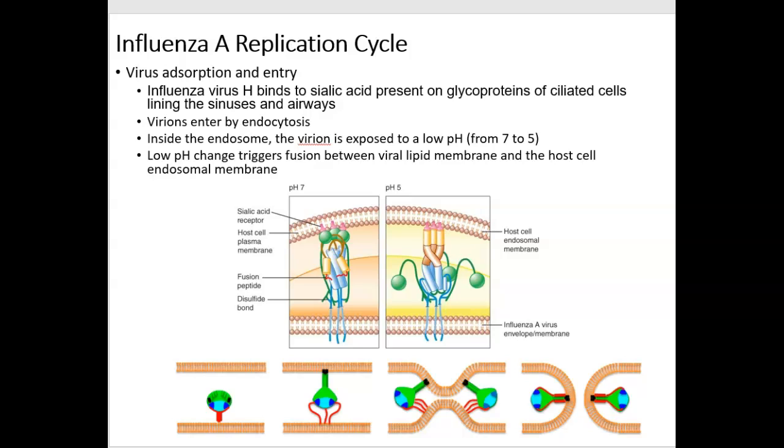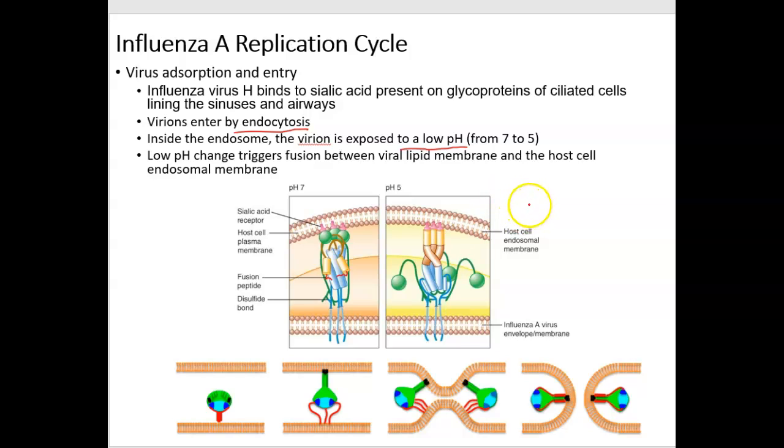The influenza replication cycle is going to start with hemagglutinin binding to sialic acid. Then the virus enters the cell in an endosome. It enters through endocytosis. As the pH becomes acidified, it triggers membrane fusion. It triggers fusion between the viral envelope and the membrane of the endosome.